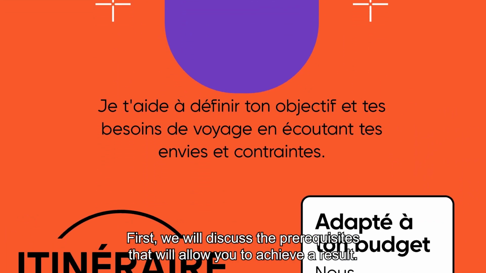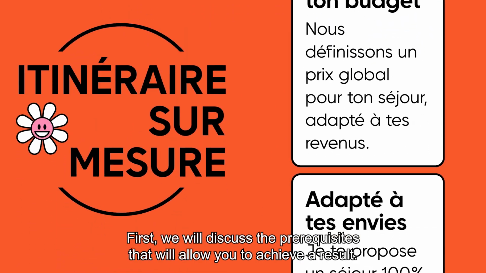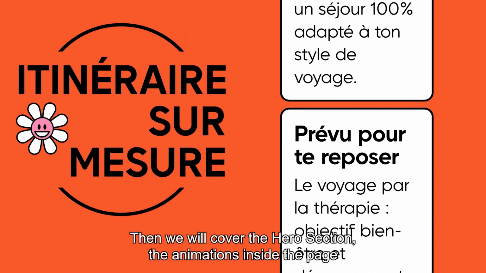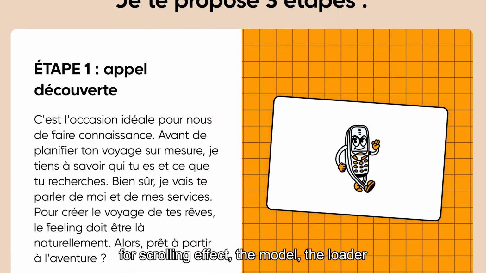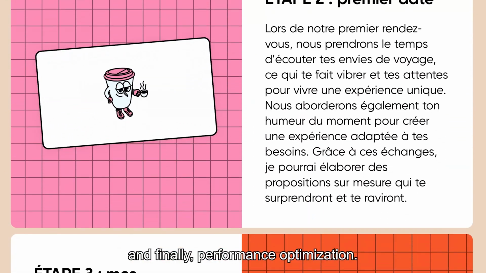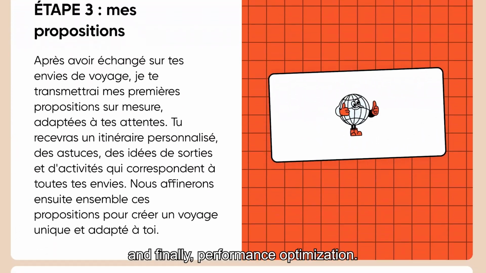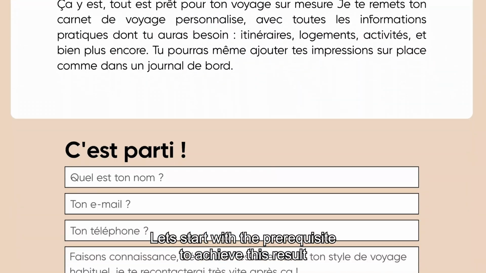We break down this video into 7 parts. First, we will discuss the prerequisites that will allow you to achieve the result. Then, we will cover the hero section, the animations inside the page, the scrolling effect, the modal, the loader, and finally, performance optimization. Let's start with the prerequisites.